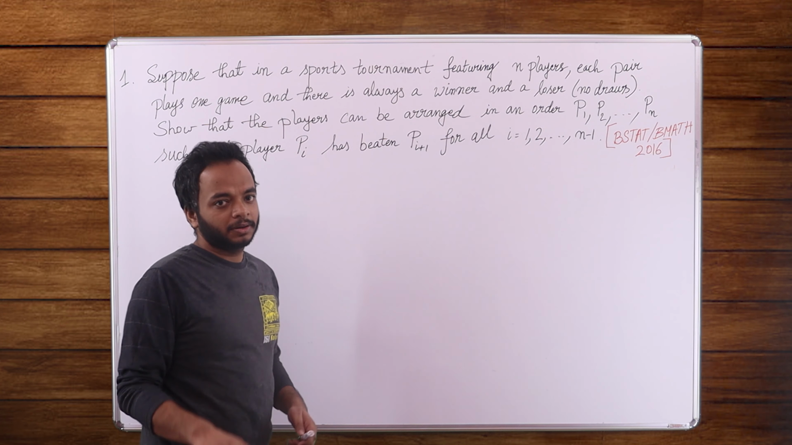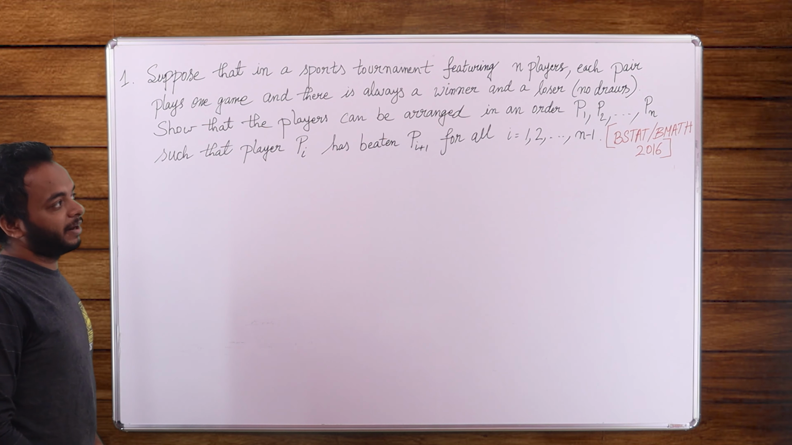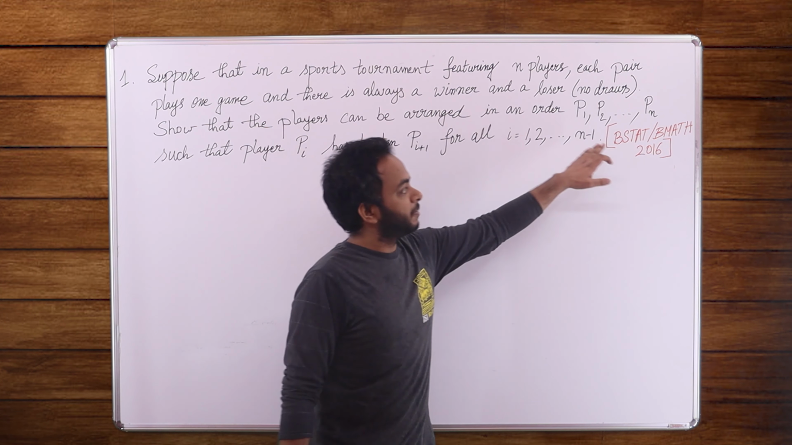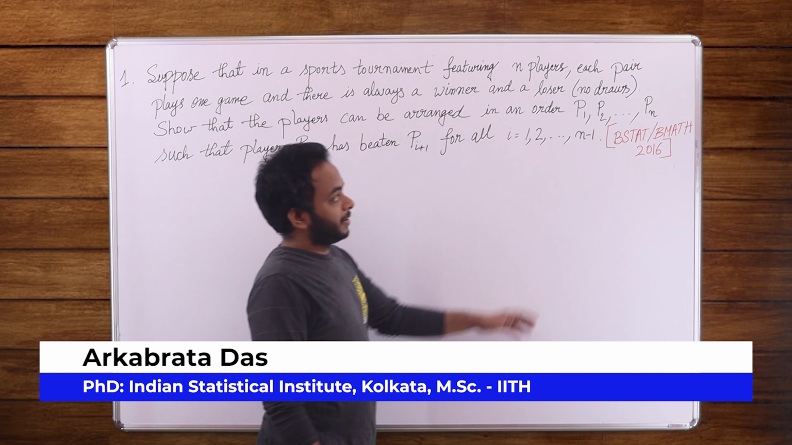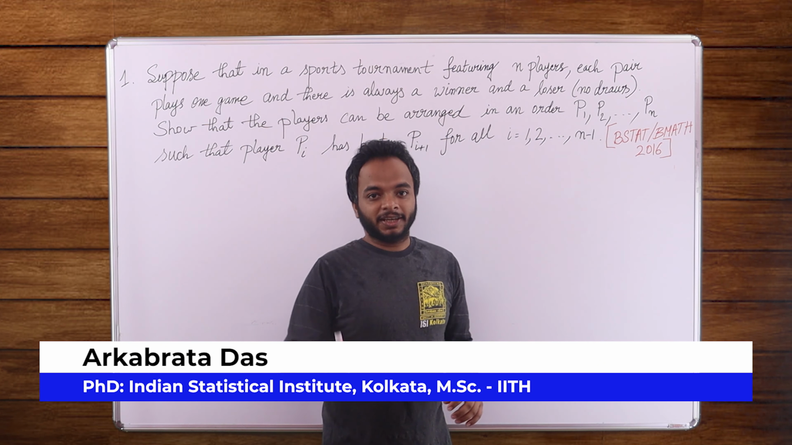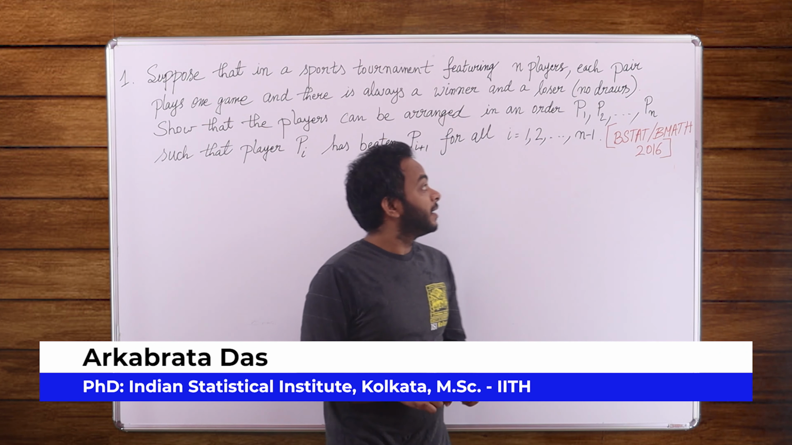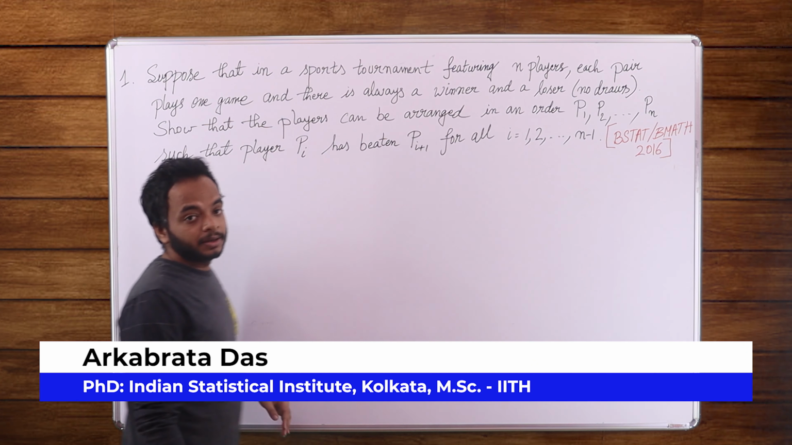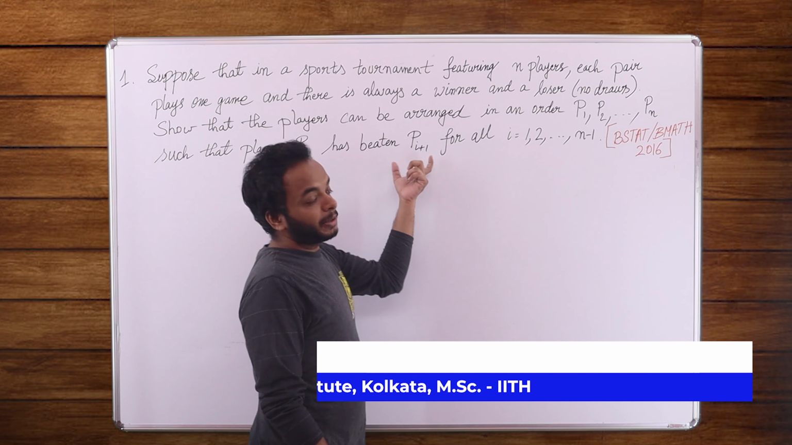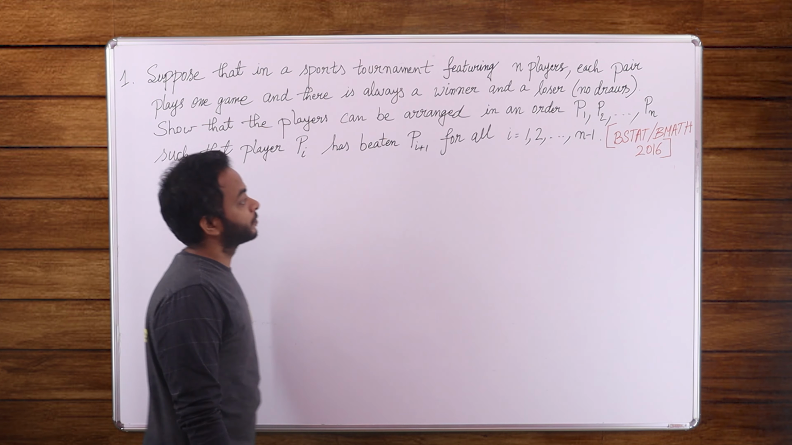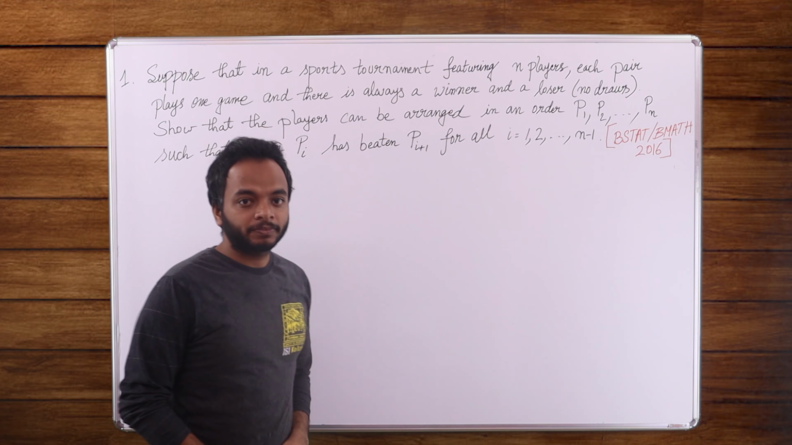So there is no draw, and show that the players can be arranged in an order, that is p1, p2, dot dot dot, pn. It's not like p1 is the first player, fixed. It's telling you to arrange the players in such an order such that pi will beat pi plus 1, and this will happen for all i from 1 to n minus 1.